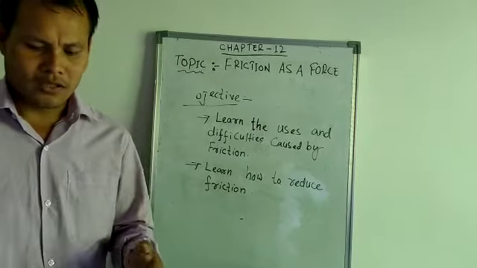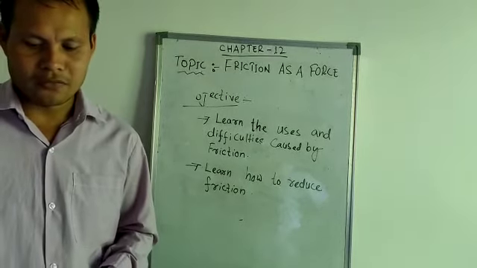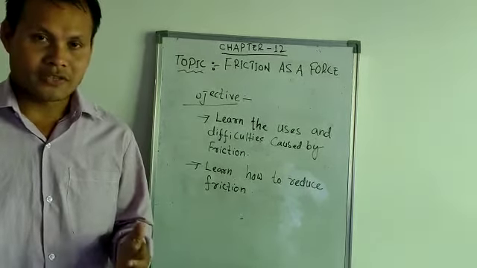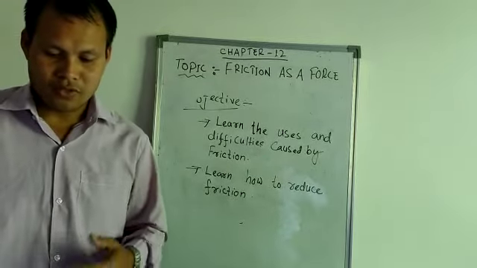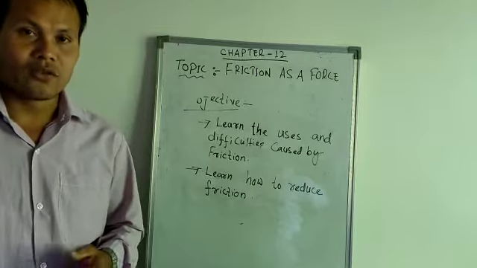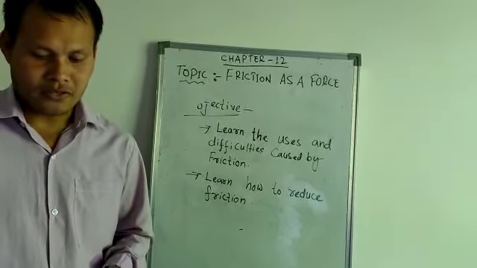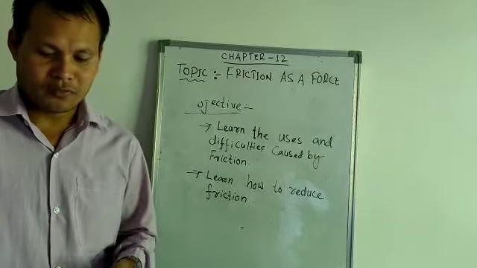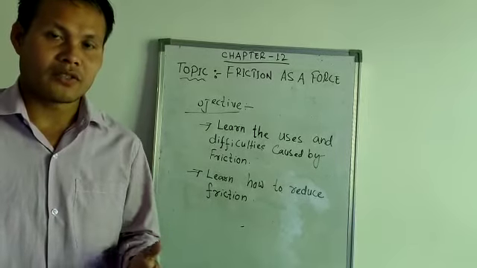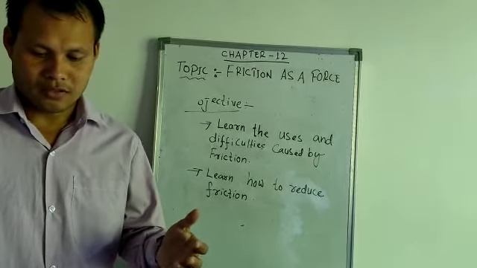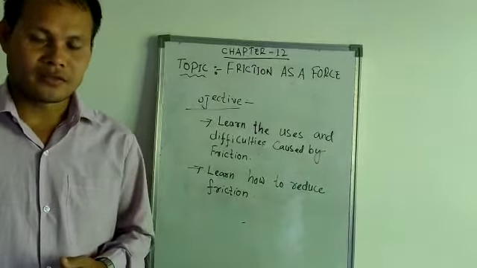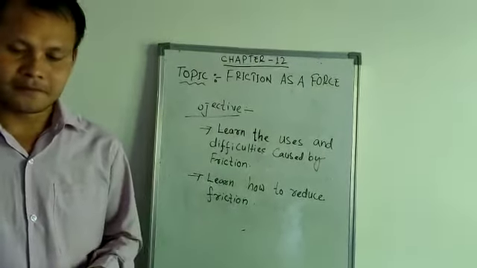We need to make the surface smooth because a rough surface has more friction than a smooth surface. That is why we apply oil in the door hinges, which reduces the friction, and we sprinkle powder, as I mentioned, on the carom board to reduce the friction between the striker and the coins, so that it can move easily.